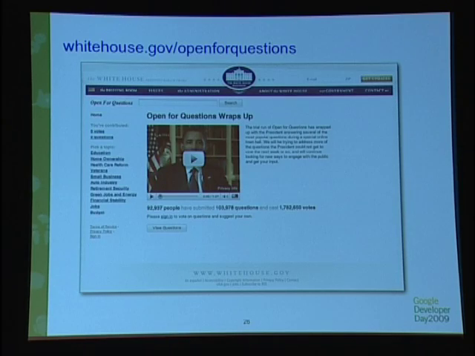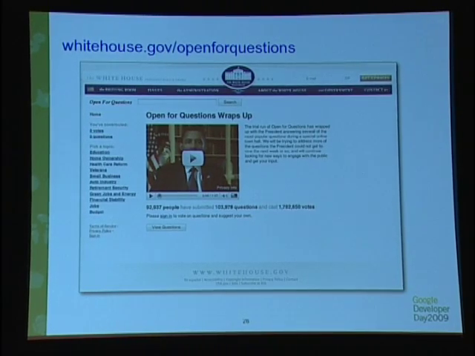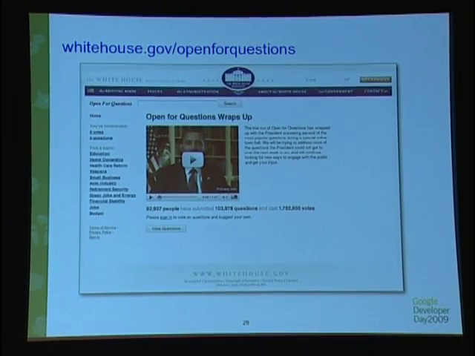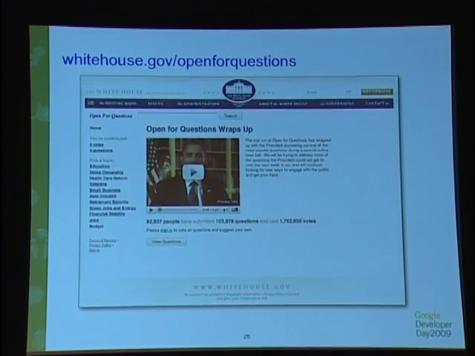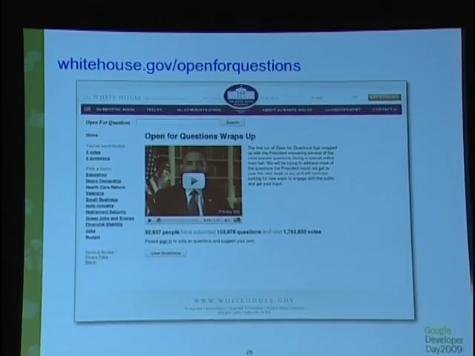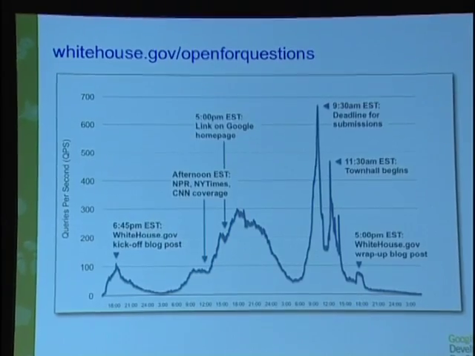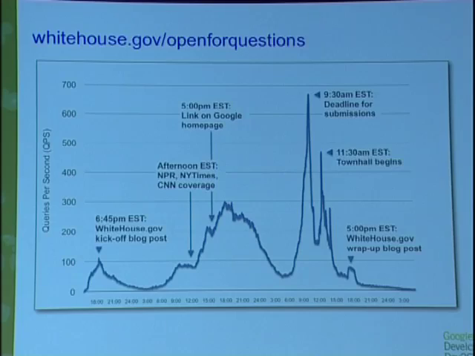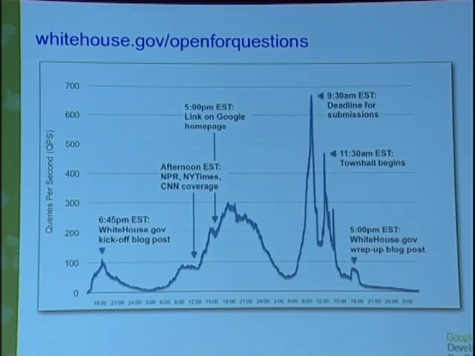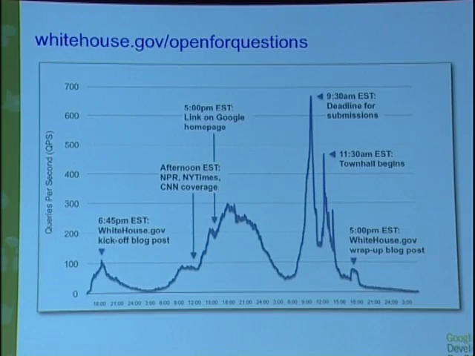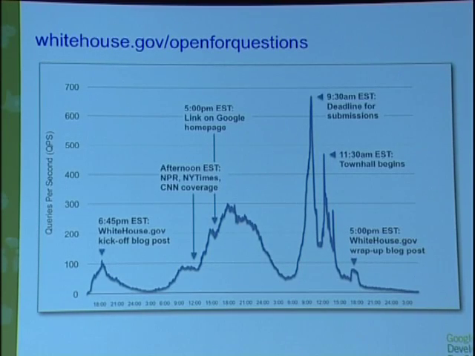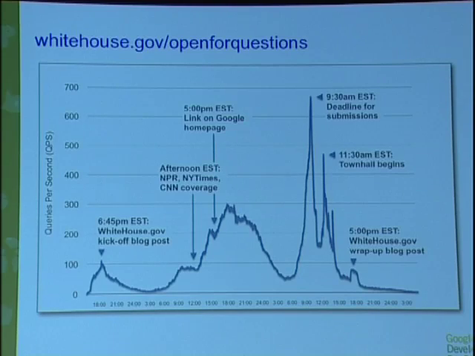Now in the US, President Obama had an open town hall. He asked citizens to submit questions that he could answer, and then people could vote on which questions were the most popular. This was a 2-day event, and here you see a traffic graph. This is the App Engine traffic for Google Moderator for that 2-day period. And what's interesting is right at the deadline, you see a spike at the top where it's about 700 QPS, 700 requests per second. That was the highest load that the platform saw.